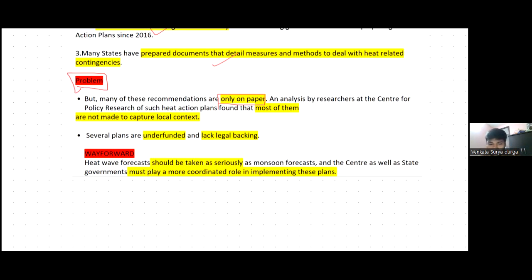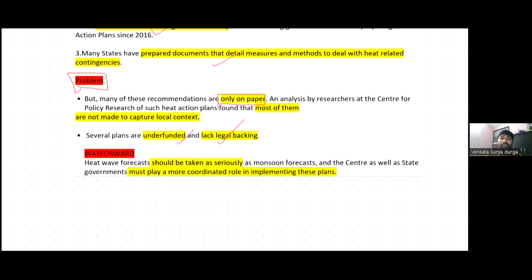When you are making guidelines, when you are coming up with proper policies and actions, you should also take into consideration the local context, the local impact of such heat. But these plans have not captured the local context, and they are mostly underfunded and lack legal backing. There is no legislation on heat waves, and low budgetary allocations are being made, because we already discussed that heat wave is not recognized as a natural calamity.